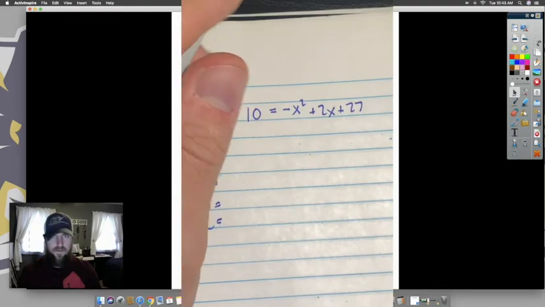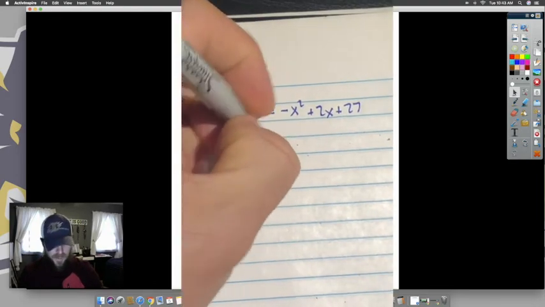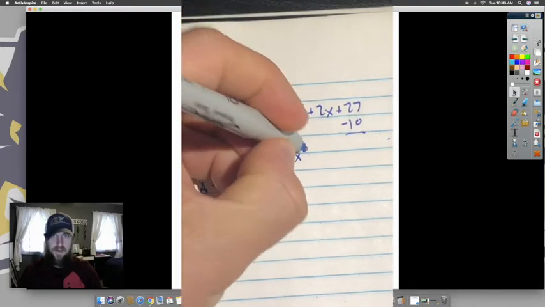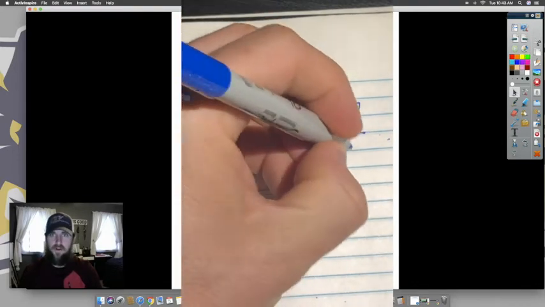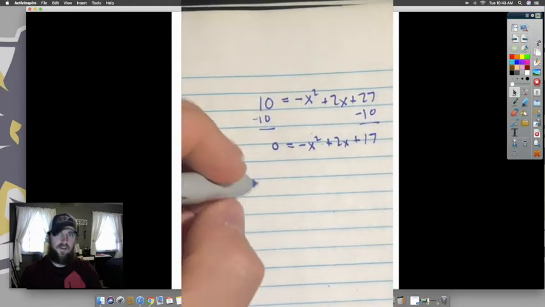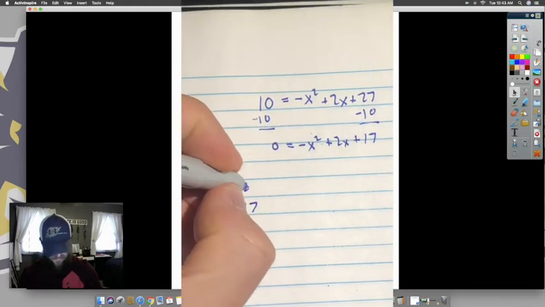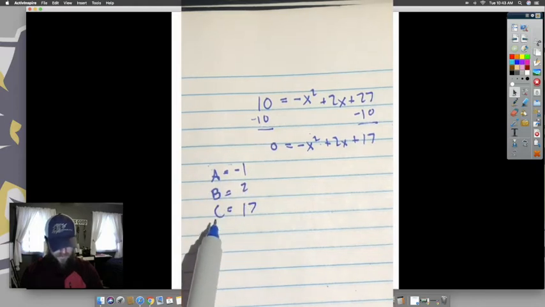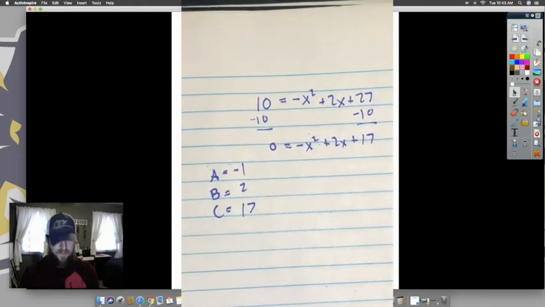So first thing, we're going to move that 10 to the other side by subtracting it so that we have our 0. That's not going to affect the A. It's not going to affect the B. But our C is not 27. It is actually 17. So we have -1 for A, B is 2, and C is 17.